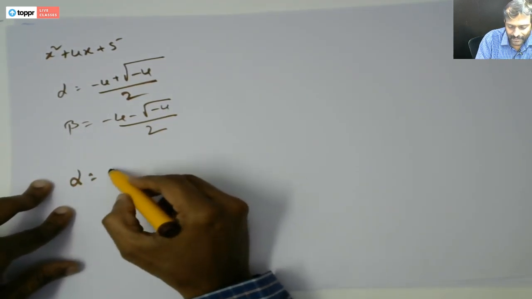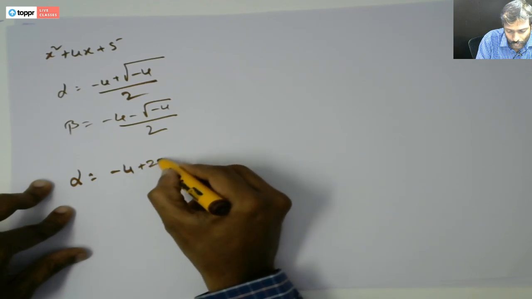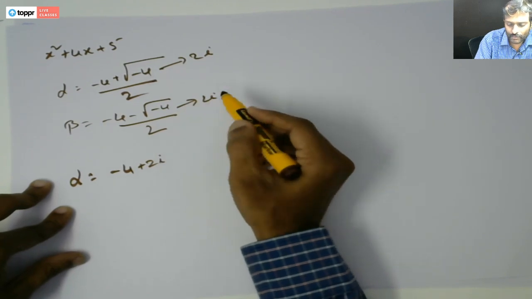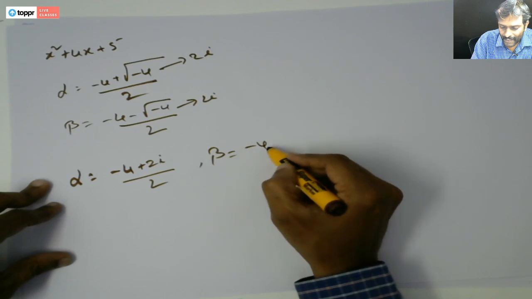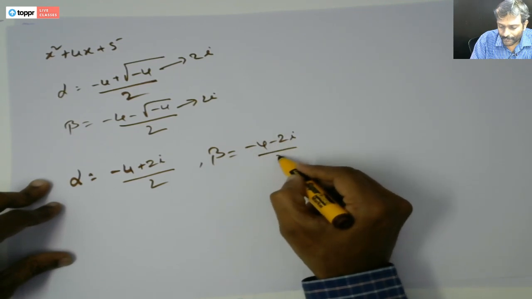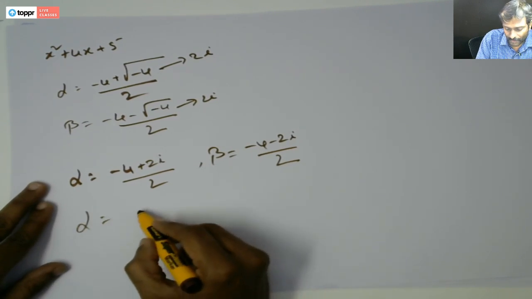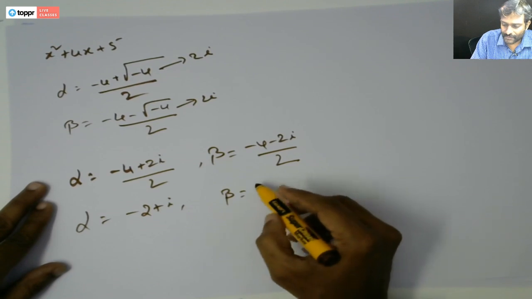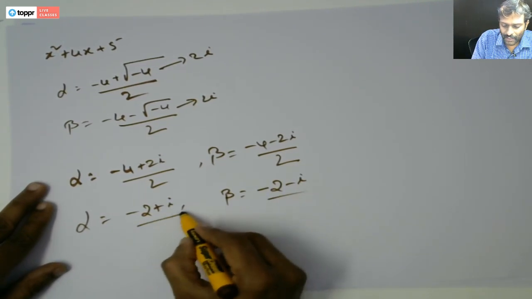So alpha is nothing but minus 4 plus 2i. Root of this is 2i, so this is also 2i by 2. And beta is minus 4 minus 2i by 2. Right? So if you simplify it further, alpha is minus 2 plus i, and beta is equal to minus 2 minus i. So these are the remaining two roots.